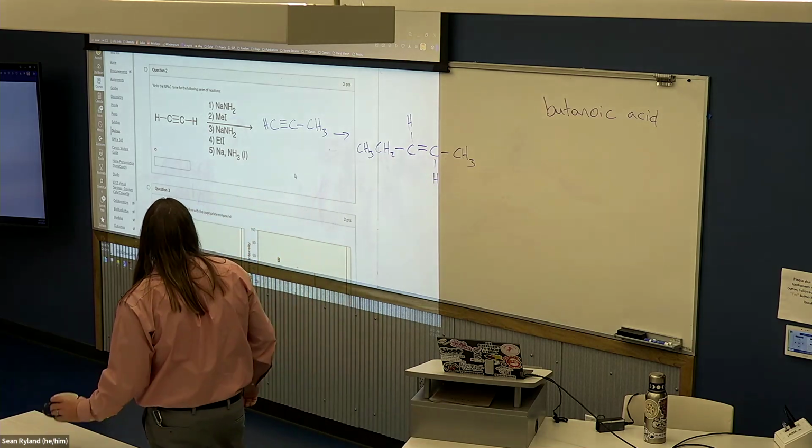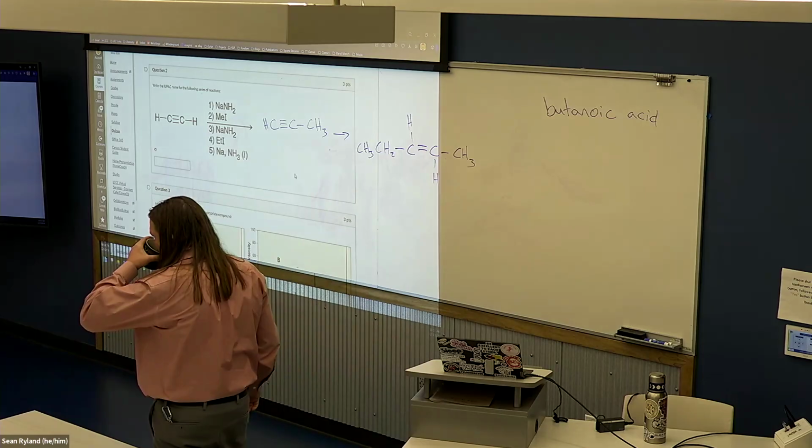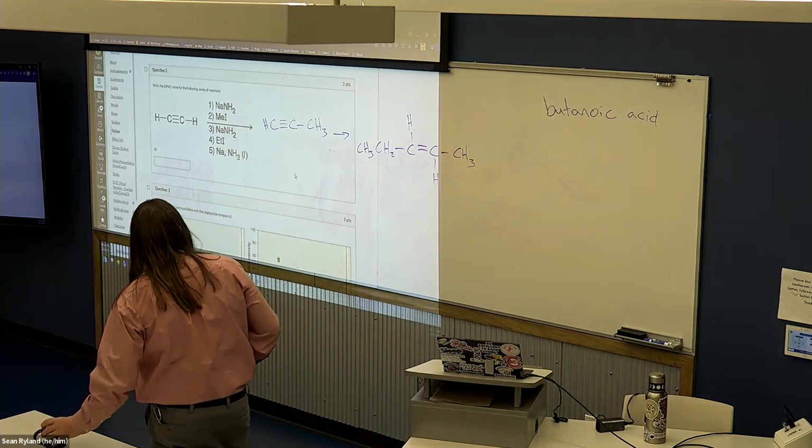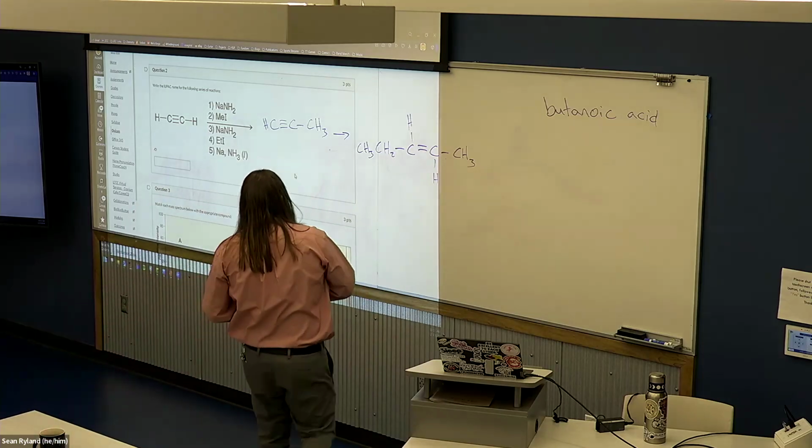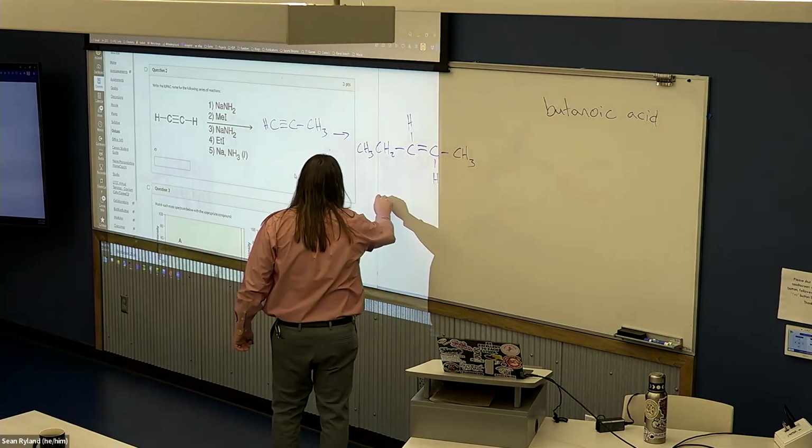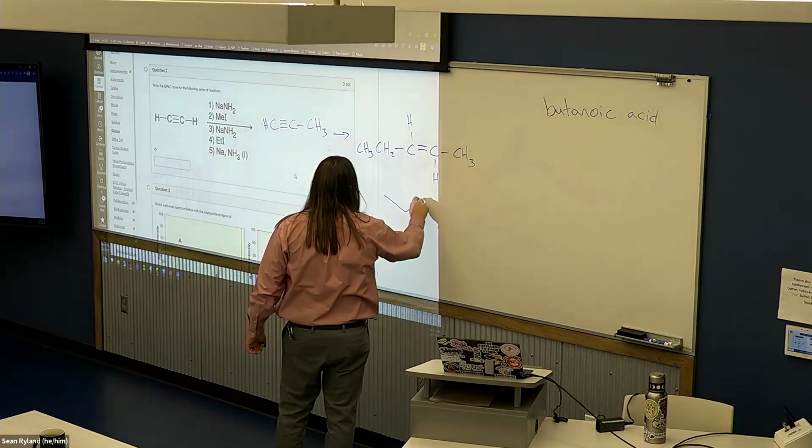We still need to do trans. So let's look at what this looks like if we draw it out in skeletal structure. So 1, 2, 3.